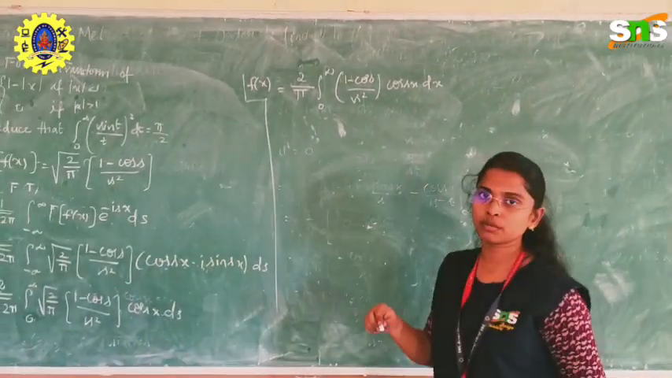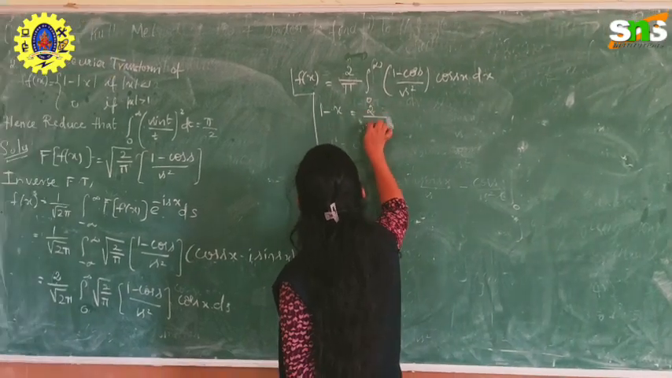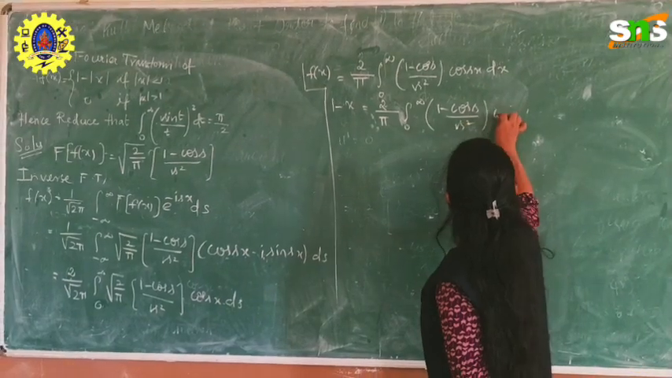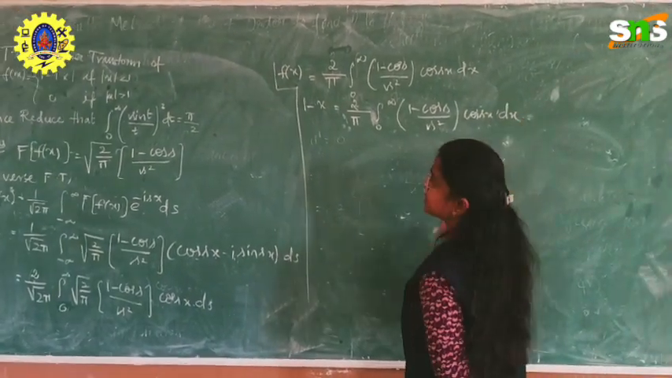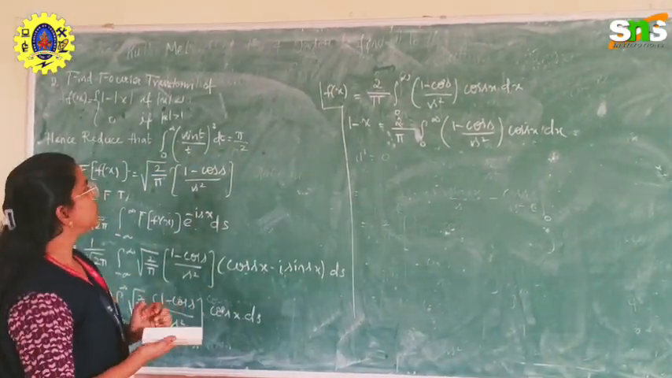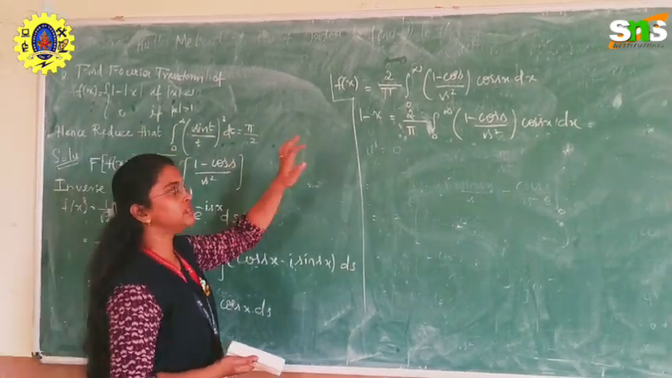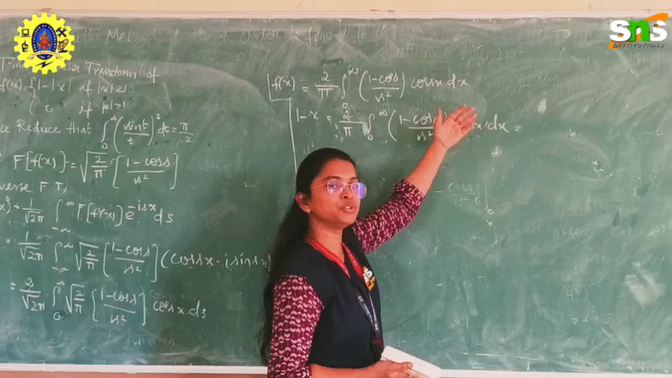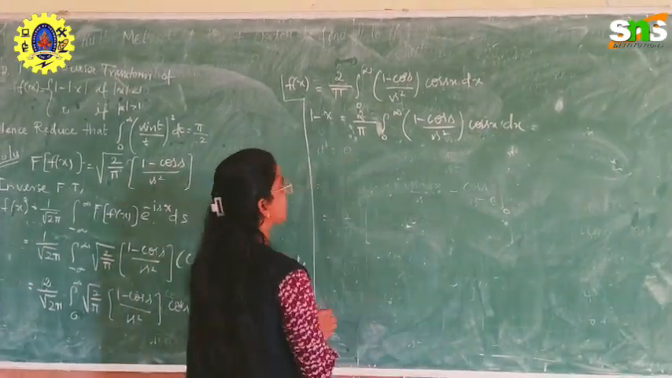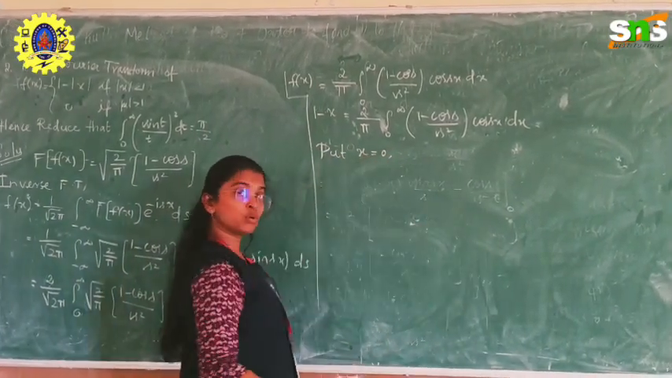Right? So what is f of x? 1 minus modulus of x. So now I'm just taking it as 1 minus x, which is equal to 2 divided by pi integral 0 to infinity (1 minus cos s) divided by s square cos sx into ds. So in this term, you just compare both terms. The left side doesn't have a cos sx term, right? So you have to eliminate this cos sx term. For that, I am going to substitute x value as 0. If it is 0, cos 0 value will be 1, right? So it is matched. So I'm just going to take x value as 0 from both the sides.